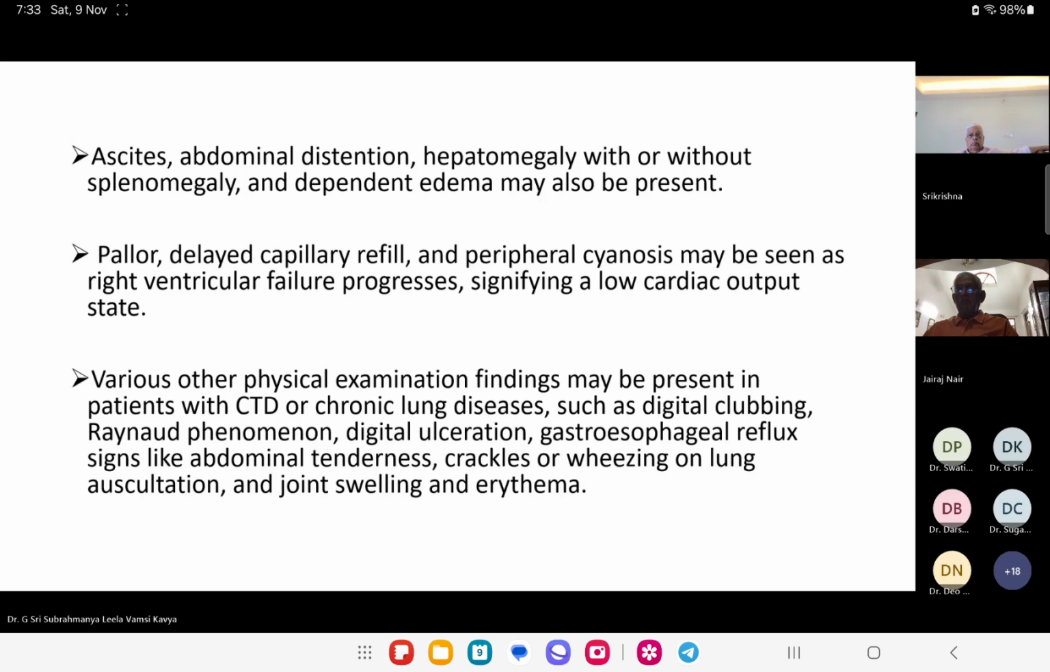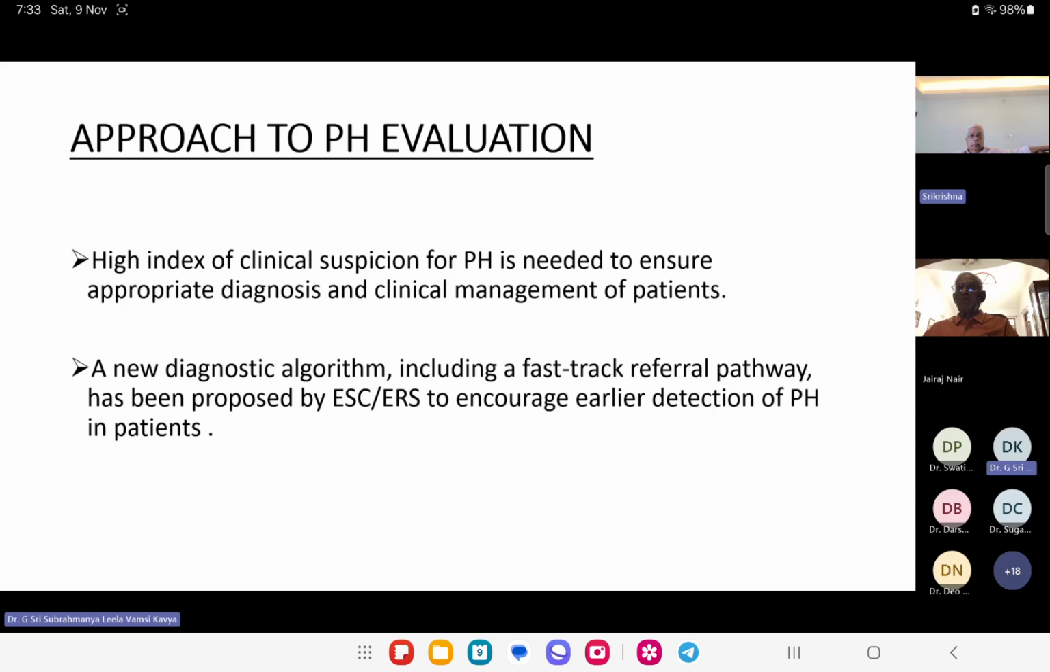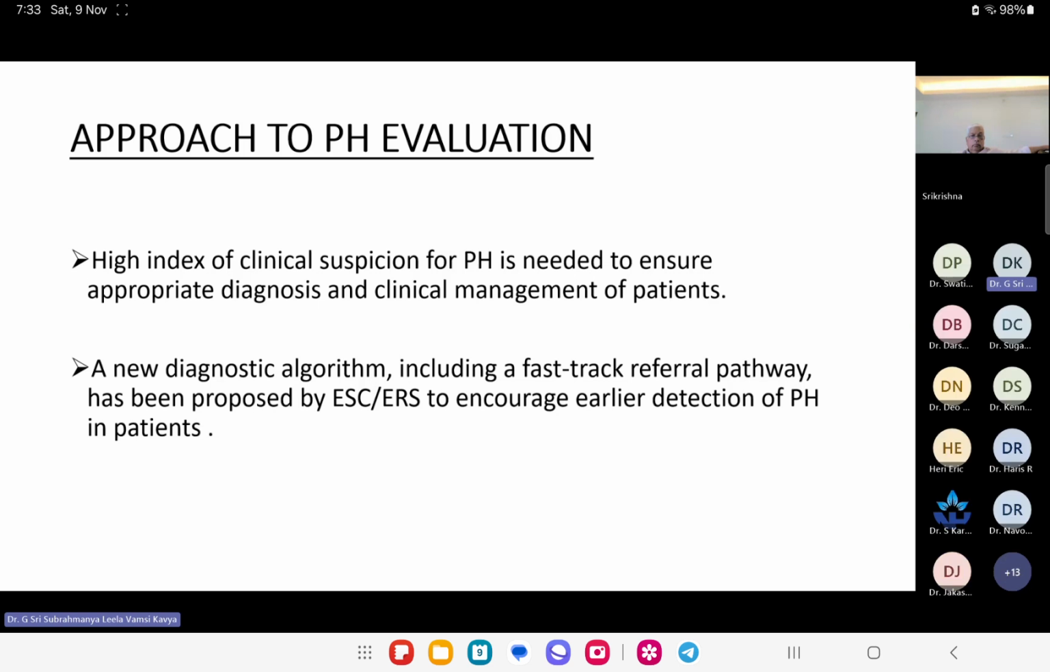A high index of clinical suspicion for PH is needed to ensure appropriate diagnosis and clinical management of patients. A new diagnostic algorithm, including a fast-track referral pathway, has been proposed by the European Society of Cardiology to encourage earlier detection of PH in patients.